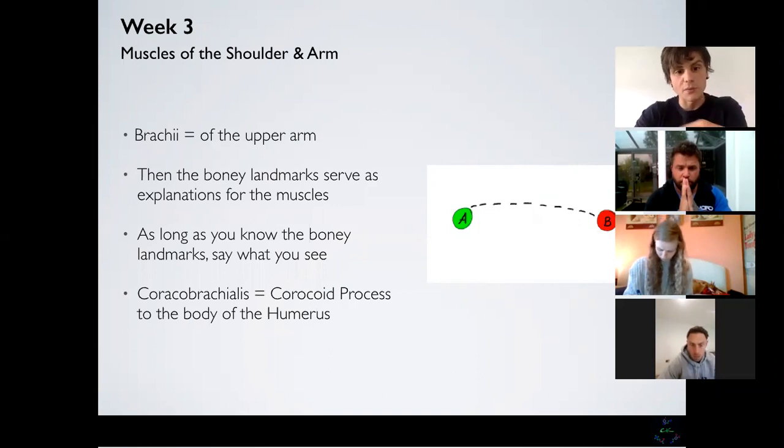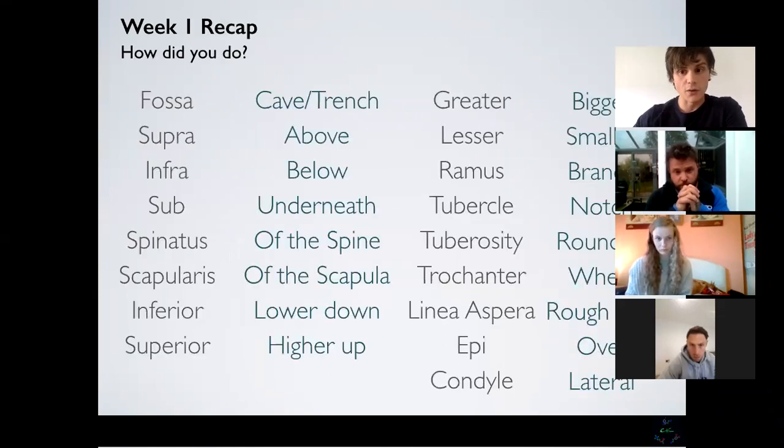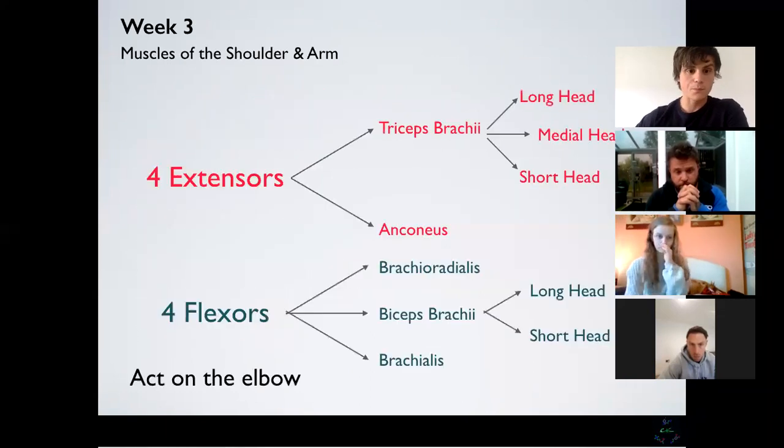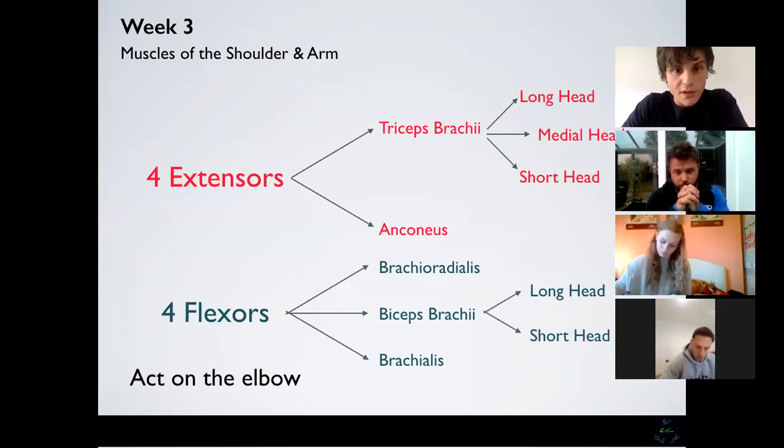So for the humerus is a brachii, we've got the Brachialis, and I don't want to say it's as simple as that, but it is to a degree. Know your bony landmarks, which if we go back are these, and you go into the muscles, and we're pretty sweet in that sense. So there's a reason why I've broken it down like this, and we've got all the muscles acting on the elbow. We've got the extensors and the flexors.